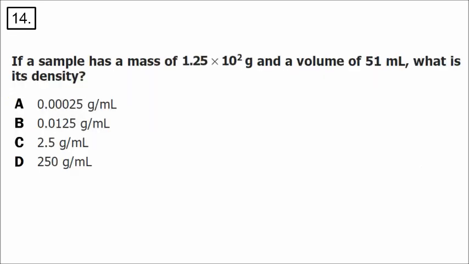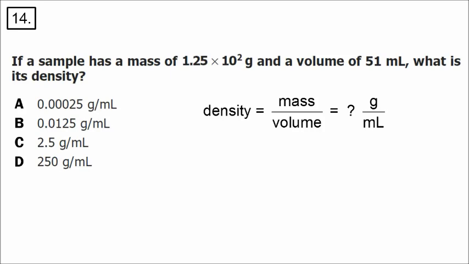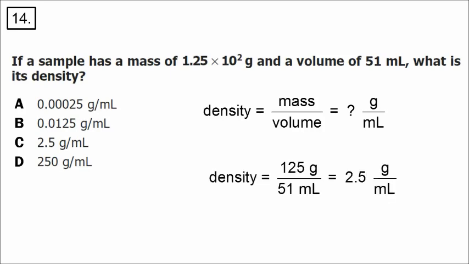In number 14, we have a mass of 1.25 times 10 to the second grams. That's also 125 grams in regular notation. And we have a volume of 51 milliliters. Density is mass divided by volume, so grams over milliliters. 125 grams divided by 51 mL equals C, 2.5 grams per milliliter.